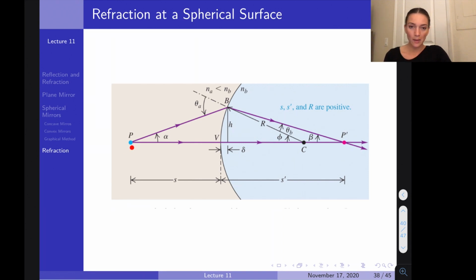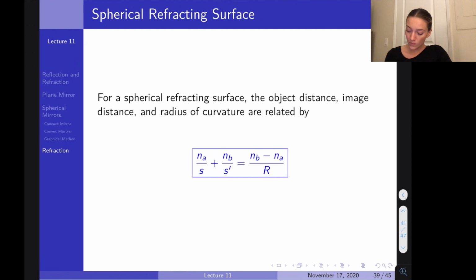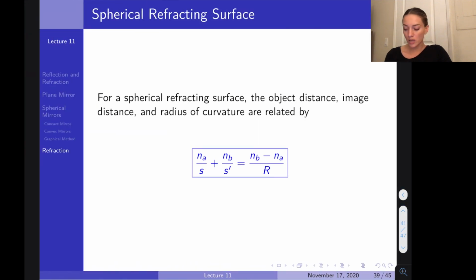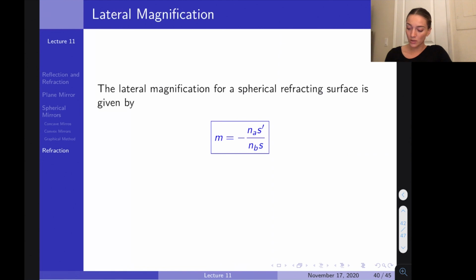And then also our object distance S is still positive because it's on the same side as the incoming rays. So now we have this equation that governs refraction. And then we also are going to have a similar equation that governs the magnification now. Again, I'm not going to go through the derivation, but we have this equation where we just have the index of refraction of the first medium, the index of refraction of the second medium, and we still have that negative S prime over S.